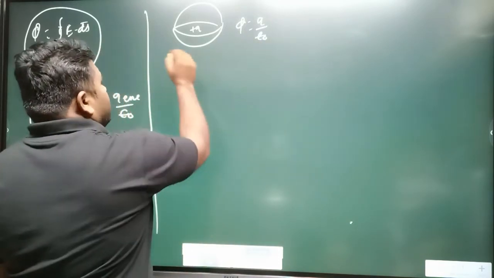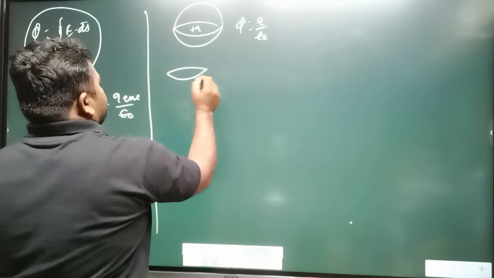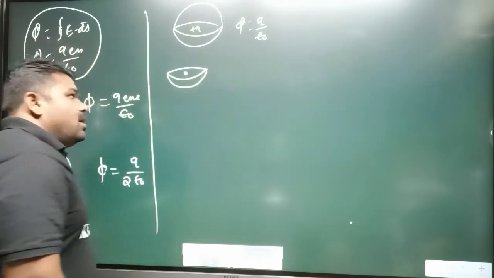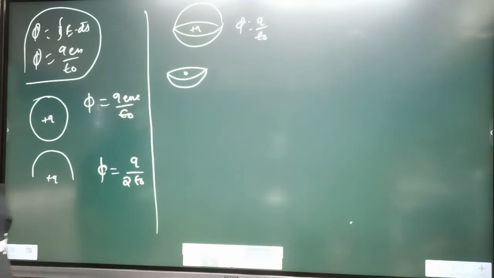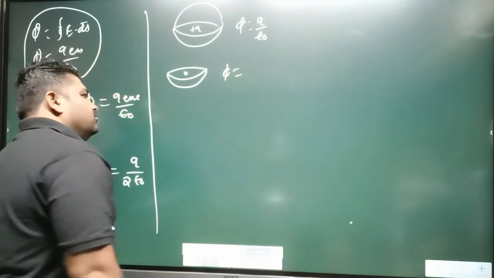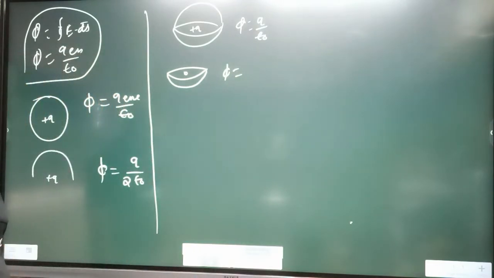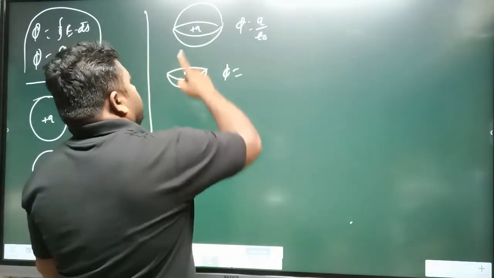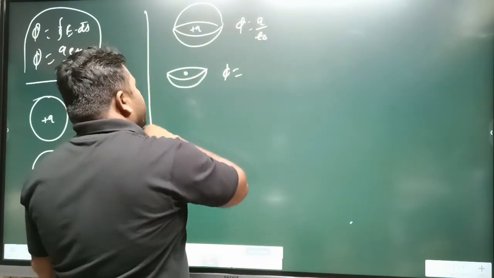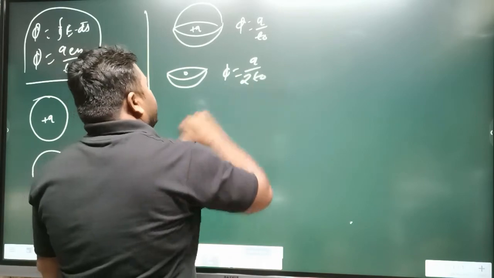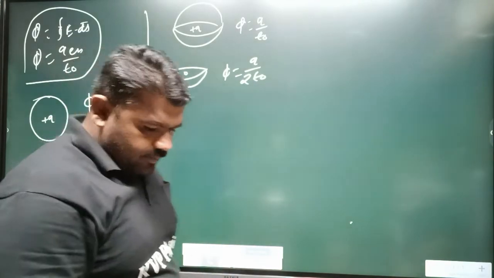Next, we take the half part of this one. Half part of this one means the system behaves like a bowl. The particle is here. How much flux is passing through this bowl? Total is q by epsilon naught. Now this part is a half part, then q by 2 epsilon naught. Yes or no?